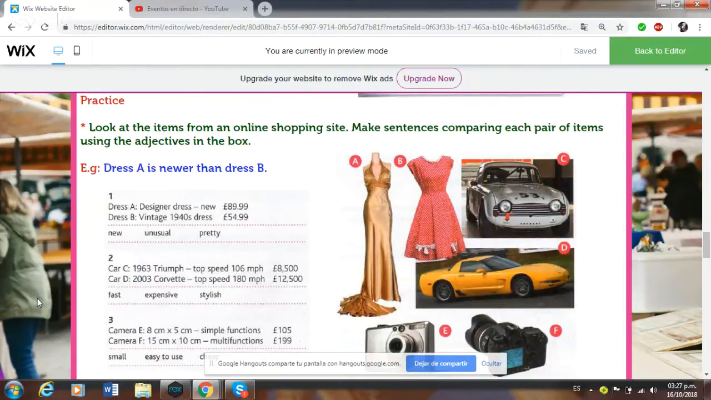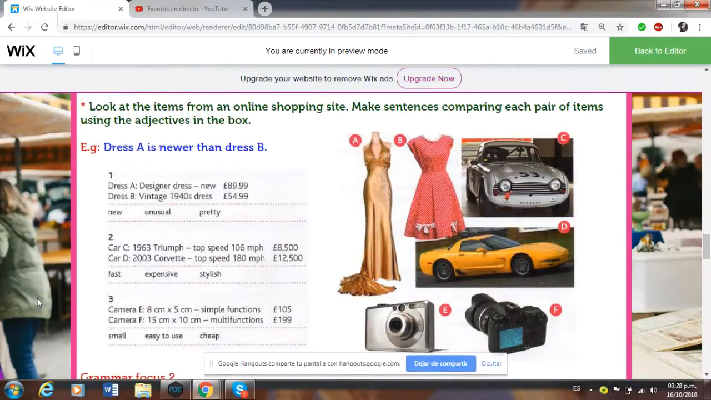Then you need to make sentences to compare two similar things. In this case, clothes in number one, two dresses, and number two is about cars, C and D. Now in number two, we are going to make sentences using these adjectives: fast, expensive, and stylish.